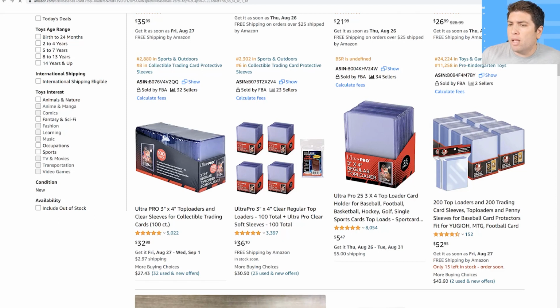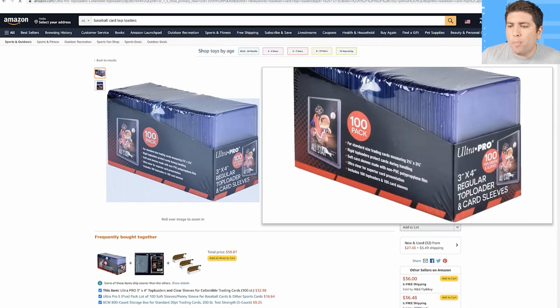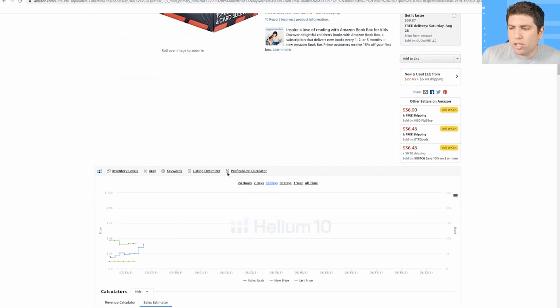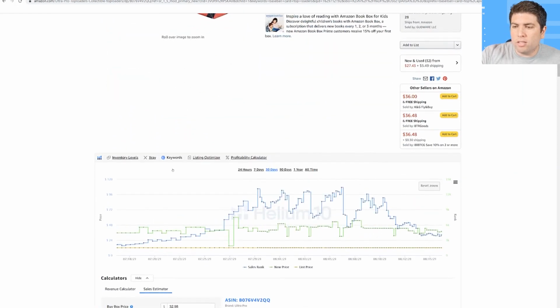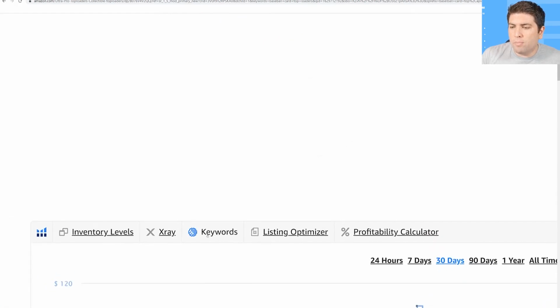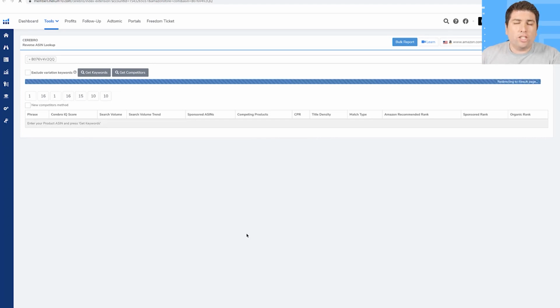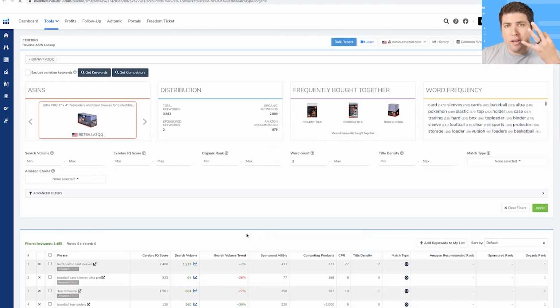Let me go back into this listing and show you how to open up Cerebro right from this page in your Helium 10. If I go down to this widget, there is a button called Keywords. I'm just going to hit this button, and it's going to open up Cerebro in Helium 10 for me. What this is doing is finding all of the keywords that are potentially related to this product in 3 different ways. Number 1, it's finding all of the keywords where this product is ranking in the top 306 positions organically.